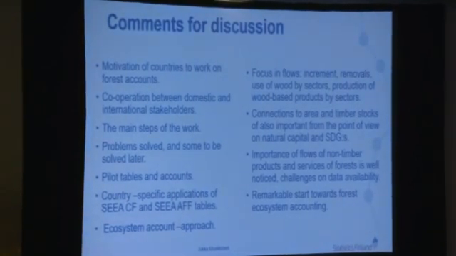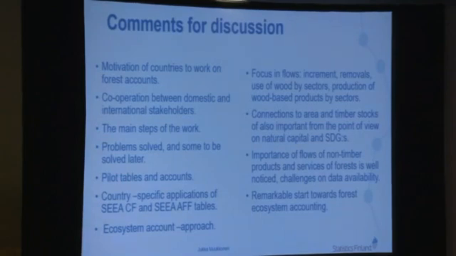But anyway, I can see that there's a remarkable start already towards forest ecosystem accounting, which is even larger than forest accounting. It is a few years ahead, but it can be done, and I think that it will be done. So with these words, I would like to invite questions and comments and encourage you to start compilation of forest accounts in your own countries if you haven't started already. Thank you.